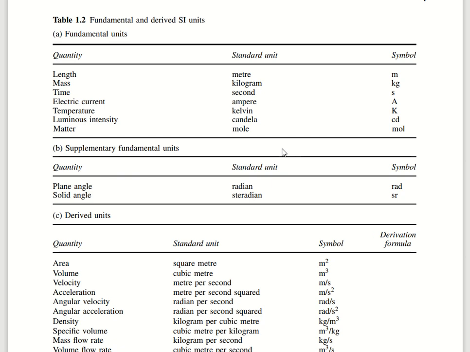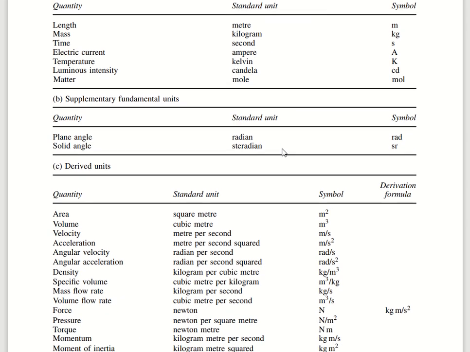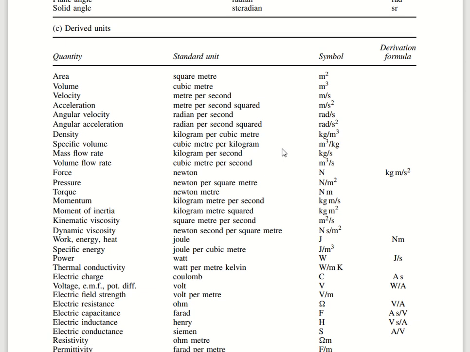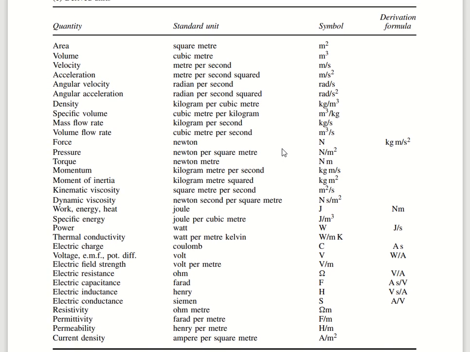Then we have supplementary fundamental units. Basically, if you don't understand that much complex, just understand it by angles. Plane angle and solid angle, there are two types of angles. For plane angles we have unit of radian, we represent it with rad, and solid angle we have steradian, we represent it with sr. Then we have derived units which I was discussing few minutes ago.